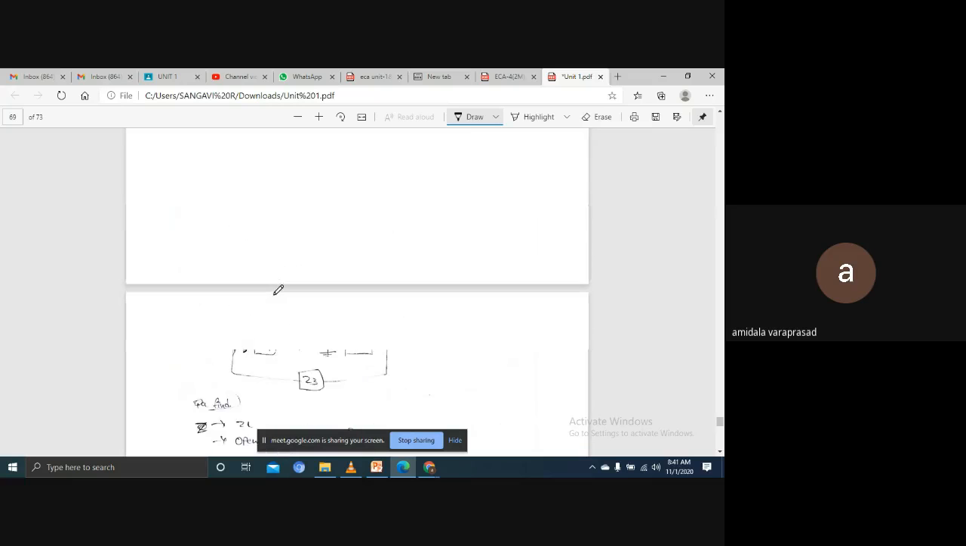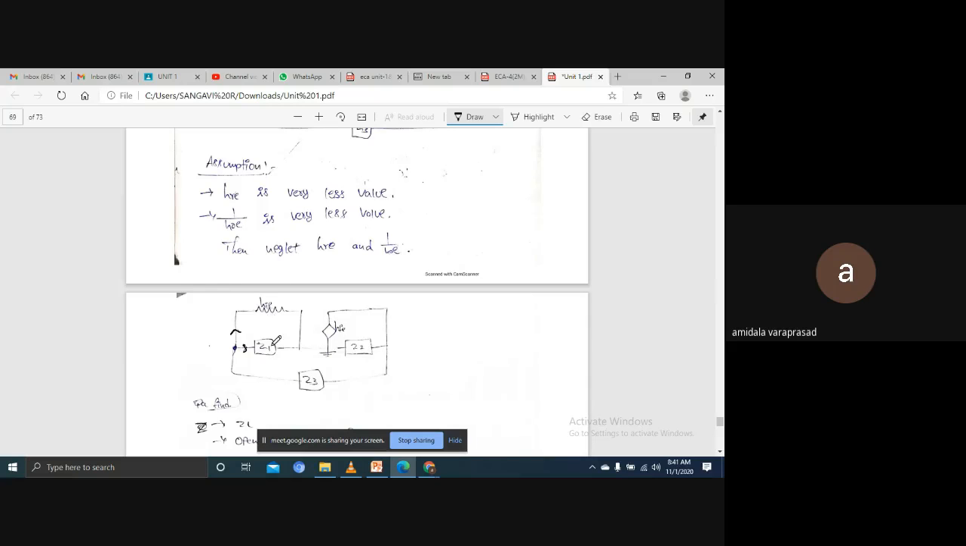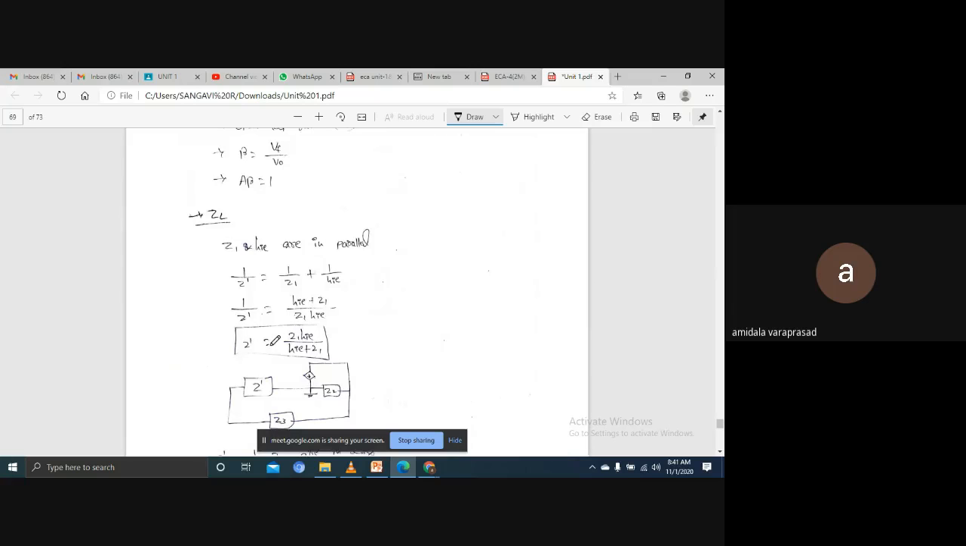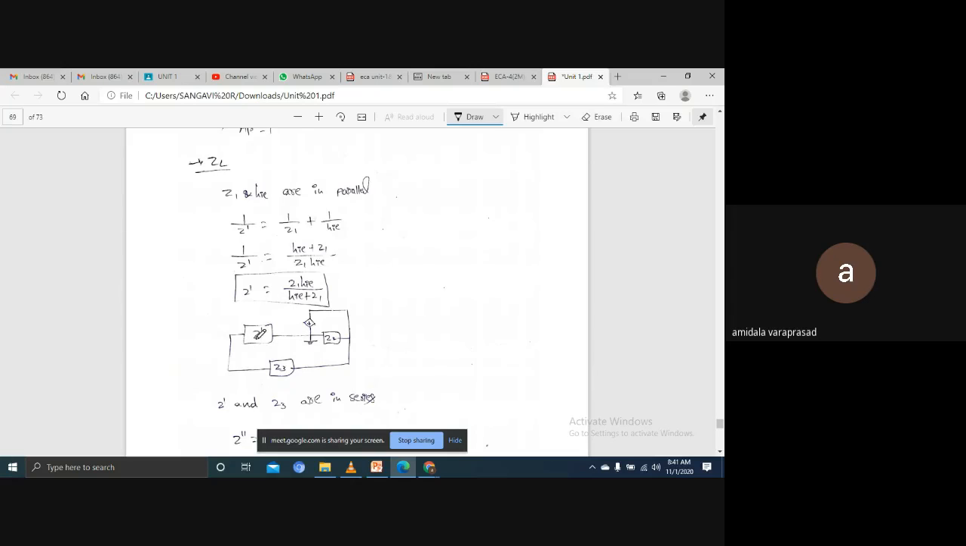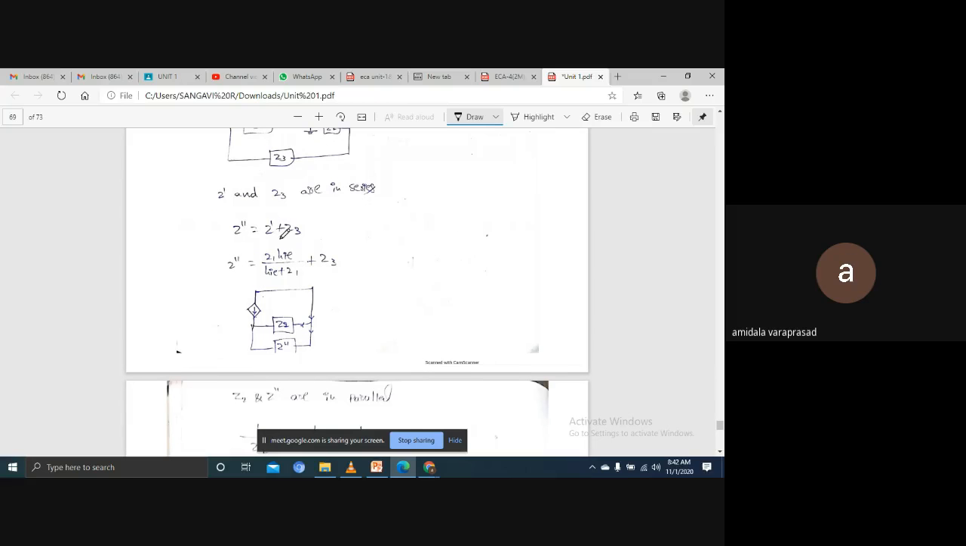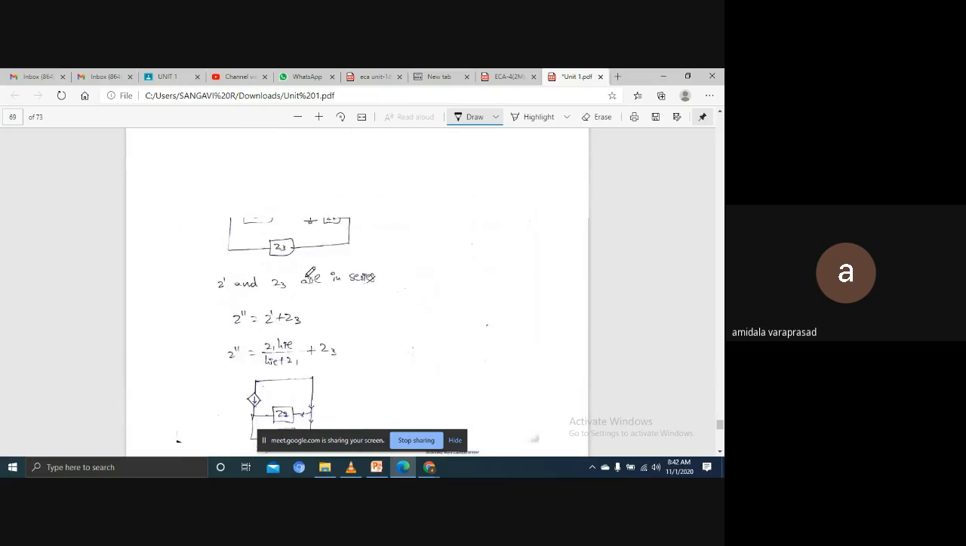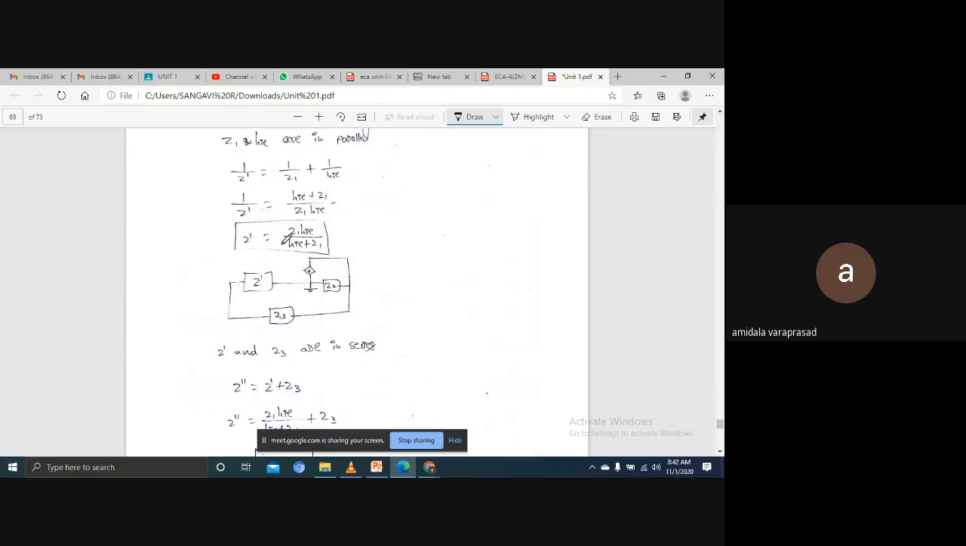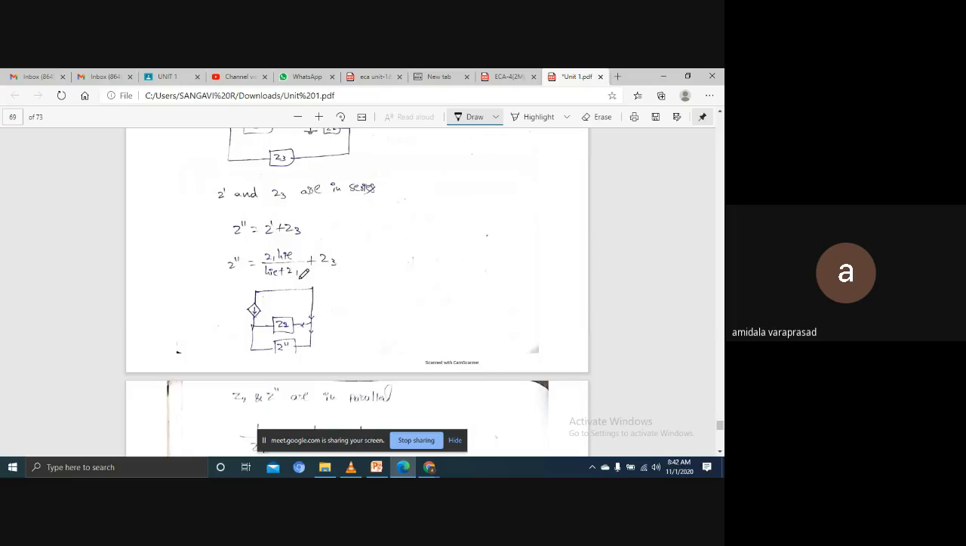Now, these two places I can take as Z dash. Now, if you observe Z dash and Z3, I am going to minimize because we need to find ZL. Z dash and Z3 are in series because the same current is flowing. Then the equivalent resistance is Z double dash equal to Z dash plus Z3. We already found Z dash, so I substitute here.